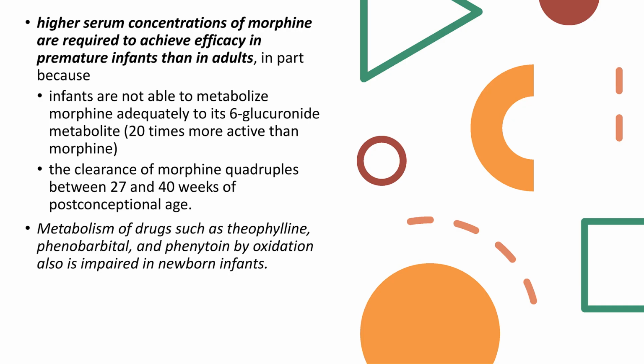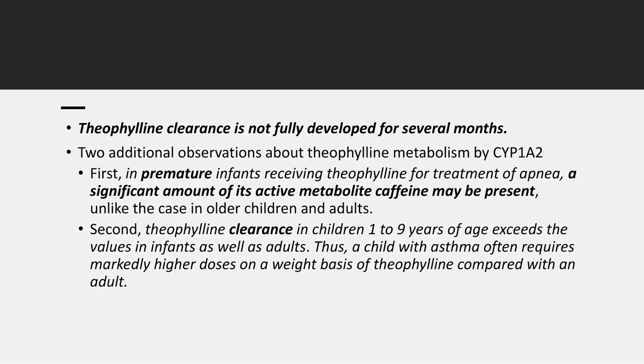Other drugs metabolized by oxidative pathways, such as theophylline, phenobarbital, and phenytoin, also show impaired metabolism in newborn infants, reflecting the immaturity of hepatic enzyme systems. The clearance of theophylline is similarly underdeveloped for several months after birth.